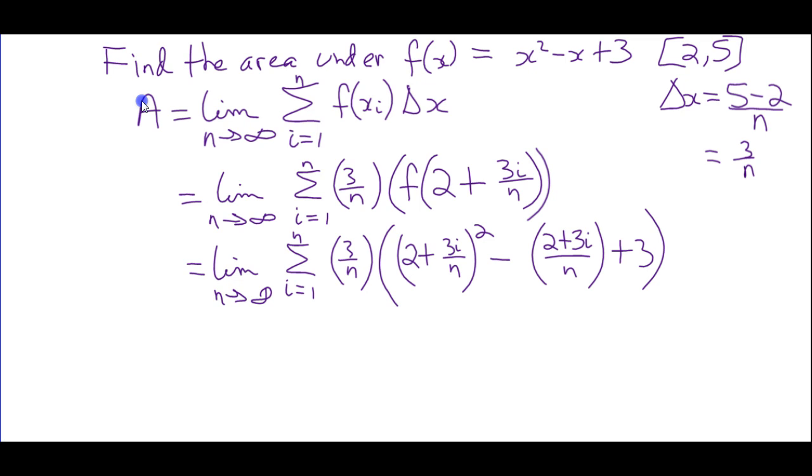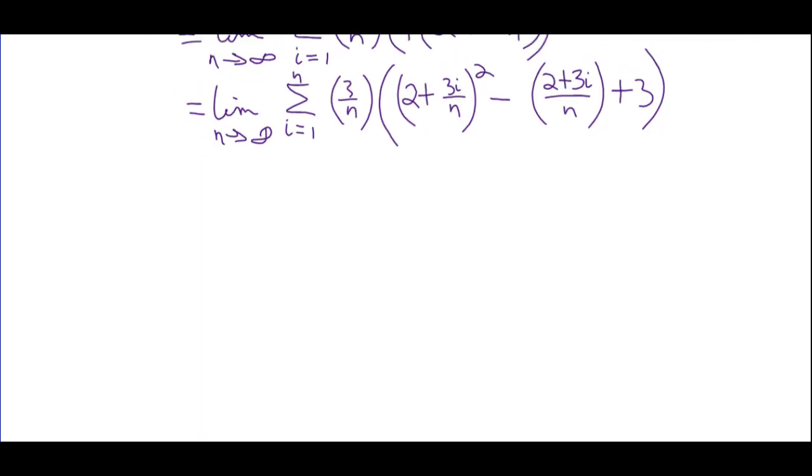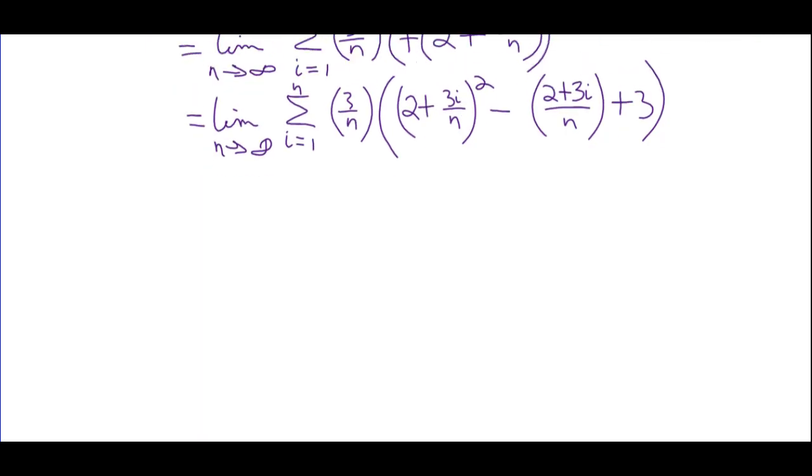Okay, so you're adding up f of x sub i, so we have to figure out what x sub i is. Well, you start at x0 and then you add i times the width, i times delta x, which was 3 over n. But we know what f is. It's defined for us. f of x is x squared minus x plus 3. So take this input, square it, minus the input, plus 3. Now we get to use all of those properties of summation that we spent a little while learning.